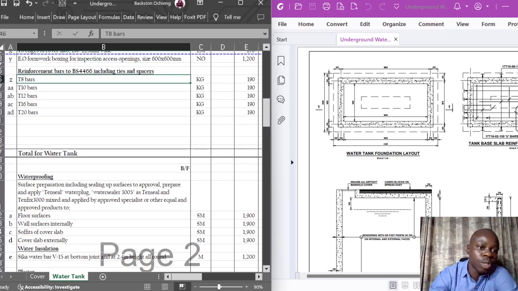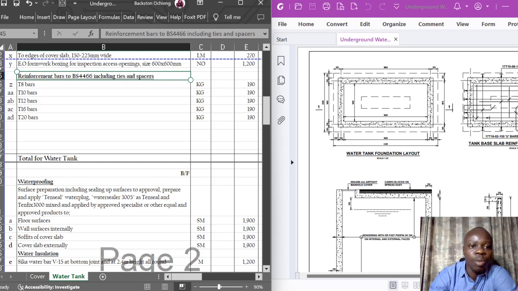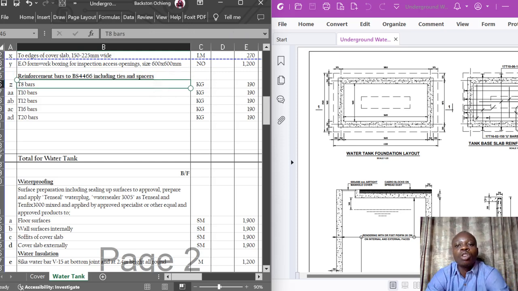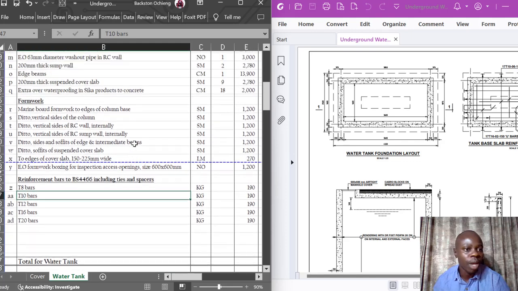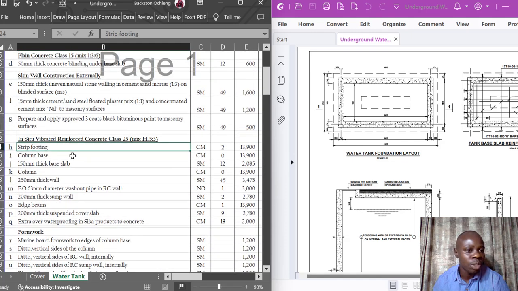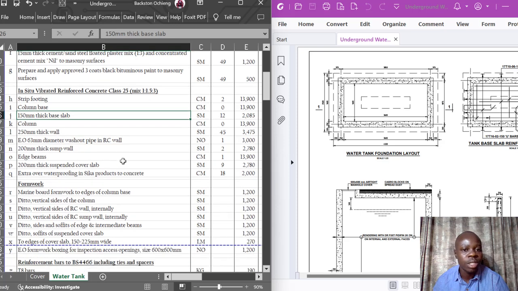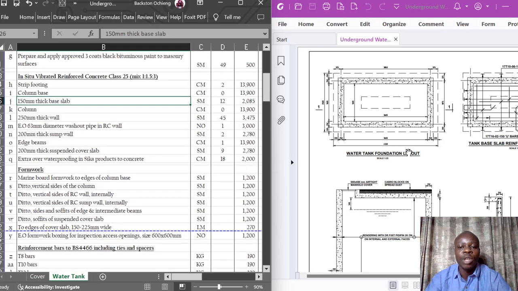What we need to cover today is estimation or measurements for reinforcement bars. There are those concrete elements that we've been covering, including the strip footing, the concrete slab, the walls, and also the cover slab. For those who are joining us for the first time, please recap the previous videos on this particular playlist.